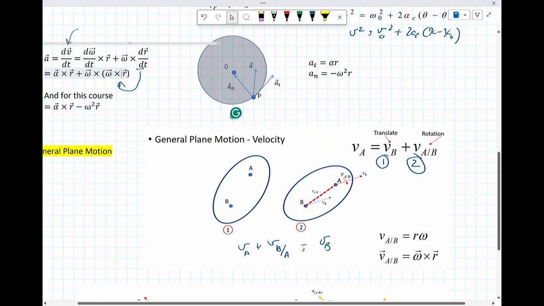General plane motion, we take the translation and the rotation and add them together. So essentially, a body that's doing this as it's moving is going to do this mathematically and rotate into position. So V_A is equal to V_B plus V_A with respect to B, or the other way around, depending on what you want to write. V_A with respect to B is r omega, or omega cross r, and r is the r_AB.